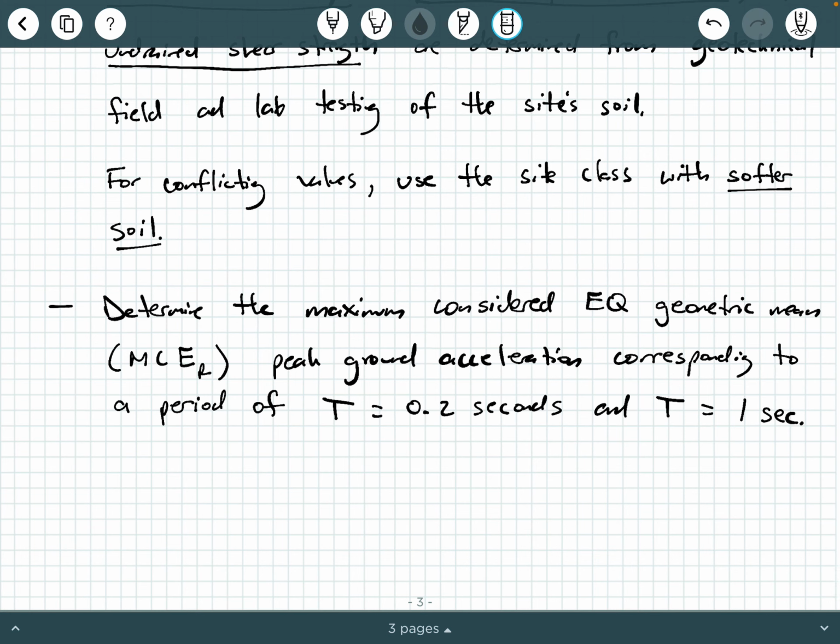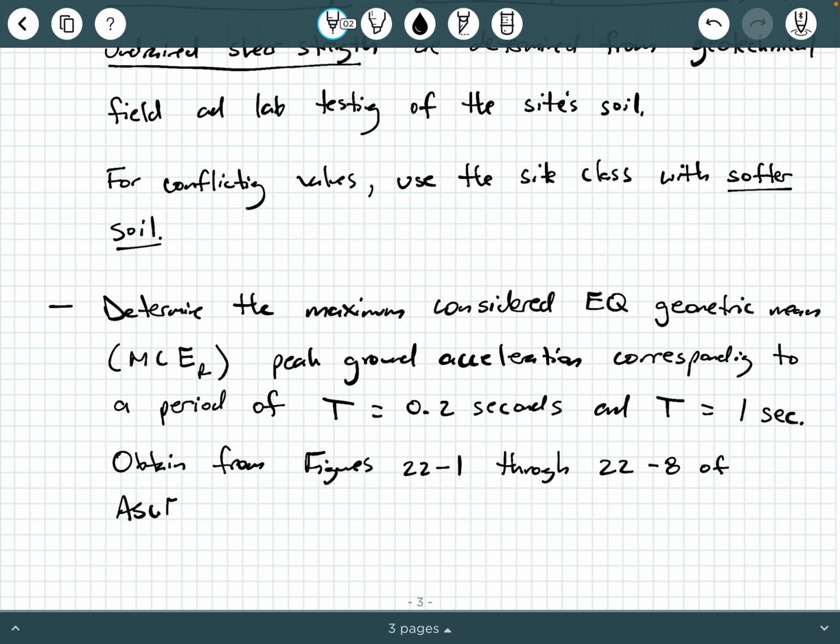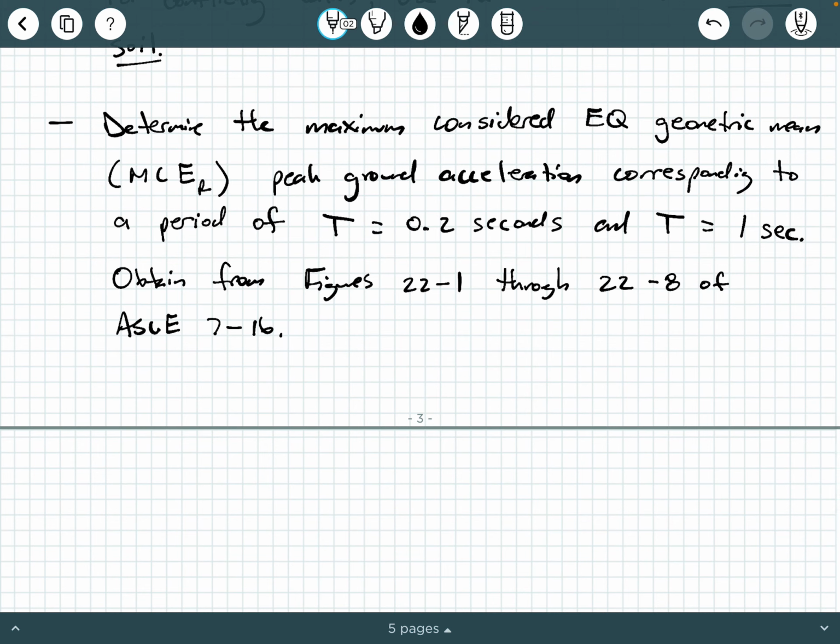Now, a lot of words here, okay? What you're determining is an acceleration value, actually two of them, two acceleration values, one that corresponds with a period of 0.2 seconds, the other 1 second, okay? And you obtain these from figures 22-1 through 22-8 of ASCE 7-16, okay? So there's maps. These figures are maps. So go ahead and open up your ASCE 7-16 and go to these figures. You'll see they're maps that you will obtain these acceleration values from.